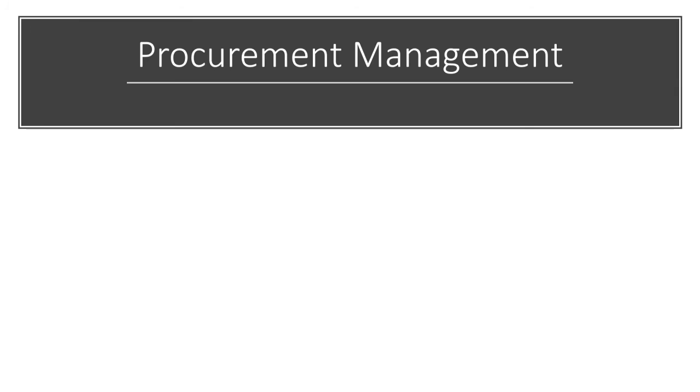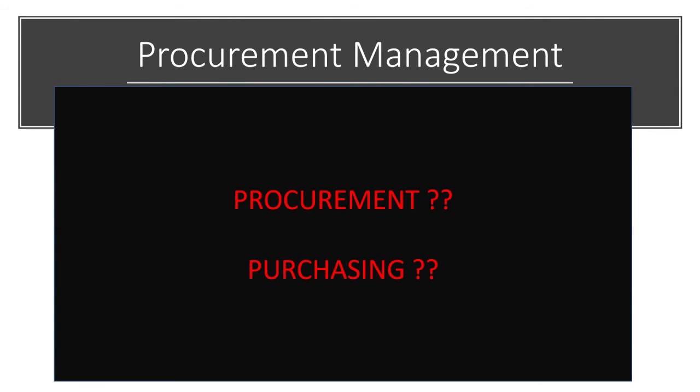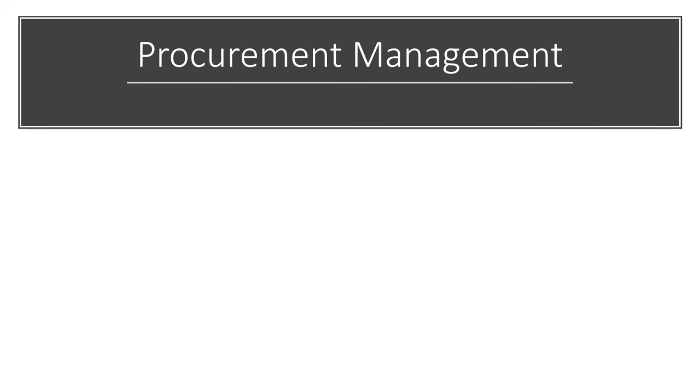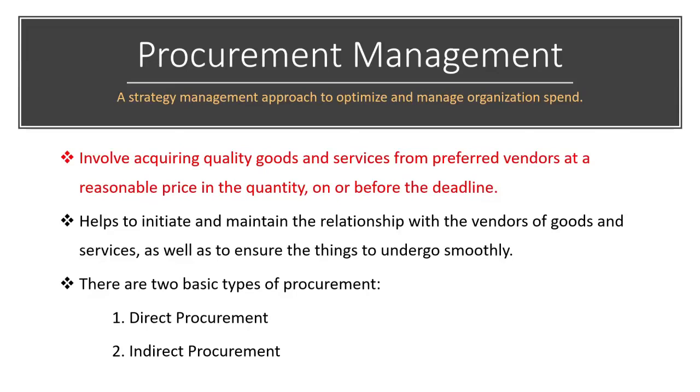So before I proceed further, do you all know what procurement is? Procurement is actually different from purchasing. Procurement deals with sourcing activities, negotiation, and strategic selection of goods and services. Meanwhile, purchasing is the process of how goods and services are ordered. So back to our topic, procurement management. Procurement management is a management approach to optimize and manage organization spend. So it involves acquiring goods and services from the company or organization's preferred vendor at a reasonable price in the quantities of the stock.